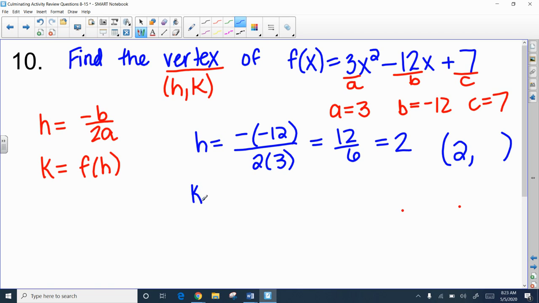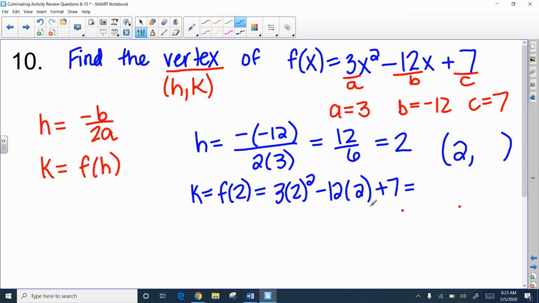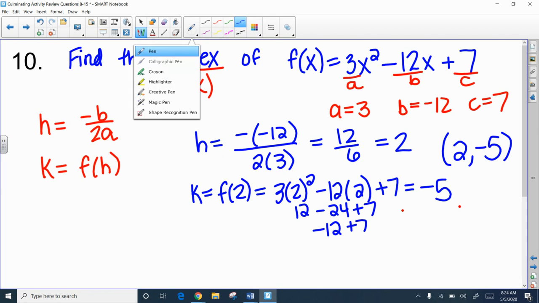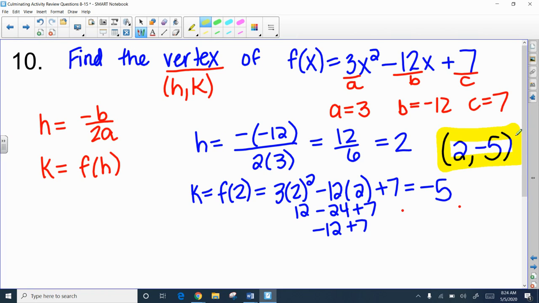Now I have to find k. I have to plug in the 2. So f of 2 would equal 3 times 2 squared minus 12 times 2 plus 7. And remember, you can use the calculator if you want to simplify that. If you don't use a calculator, make sure you do exponents first. So this would be 4 times 3, which would be 12, minus 24 plus 7. 12 minus 24 is negative 12, and negative 12 plus 7 is negative 5. So that's our k value of our vertex. So our vertex is the coordinate point (2, negative 5).